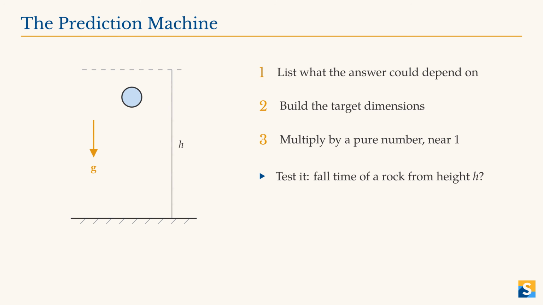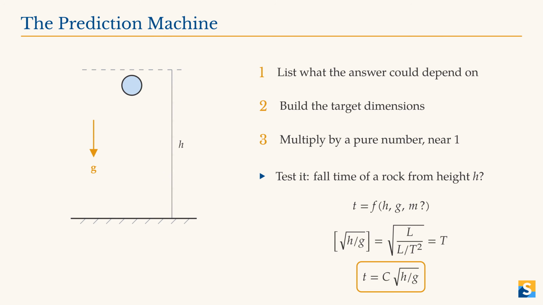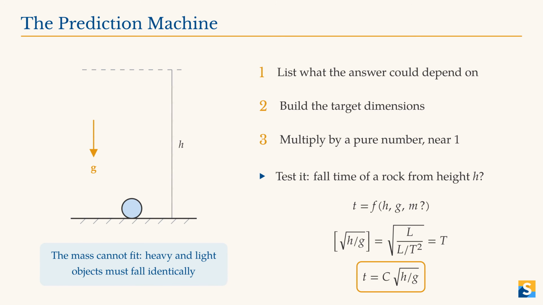Watch it work. Drop a rock from height h. How long until it lands? The fall time can only depend on h, on gravity g, and maybe on the mass m. Try to build a time out of these. g has length over time squared, so h over g has time squared, and the square root of h over g is a time. And here's the beautiful part: the mass never fits anywhere. There is no way to include m and still get a pure time. Dimensional analysis just told us that heavy rocks and light rocks fall at the same rate. Galileo, in one line of algebra.